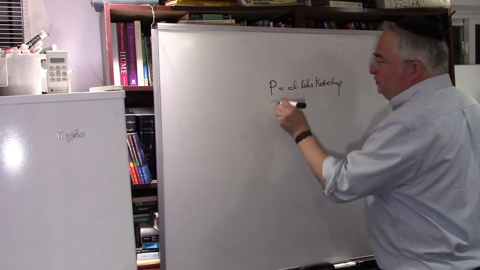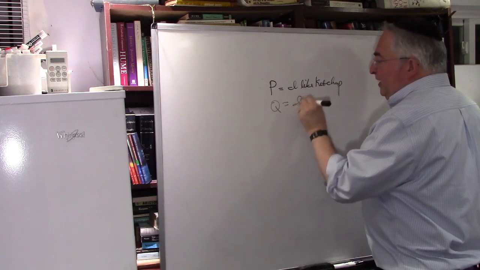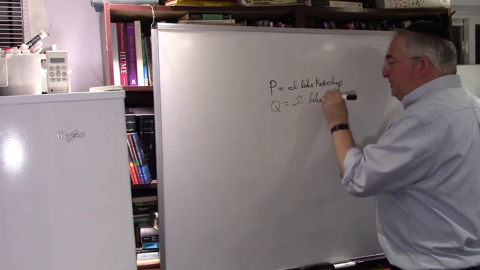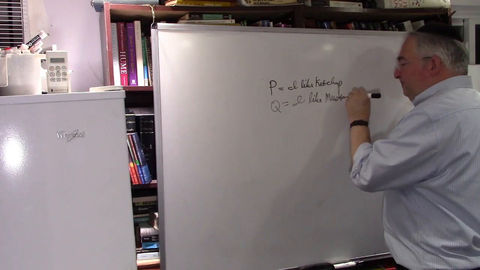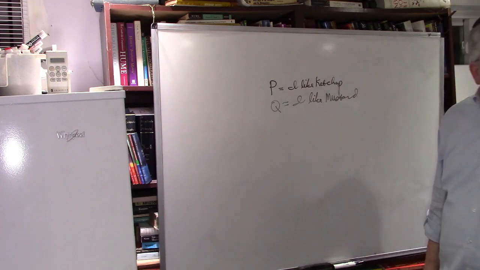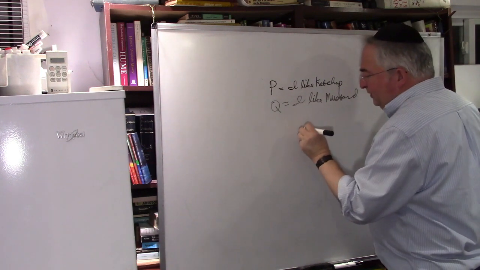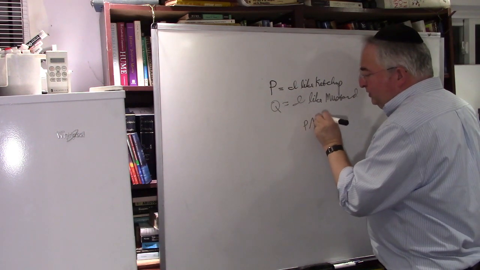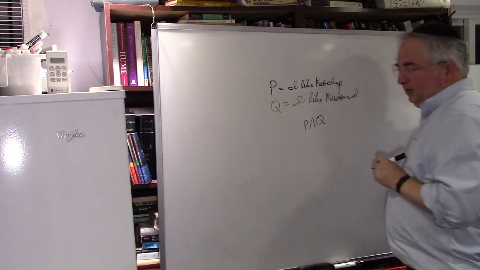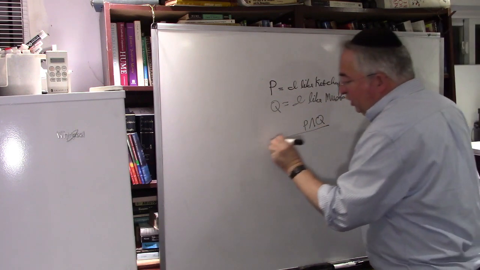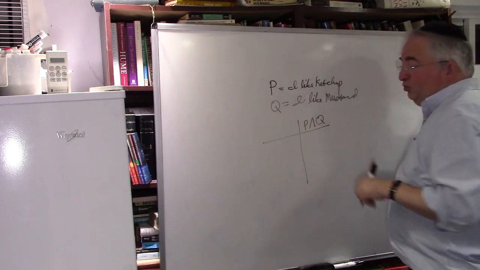Okay. Let Q stand for I like mustard. Do you like mustard? No. Nobody likes mustard, but okay, fine. So then we could talk about P and Q. And now I ask, when is P and Q true?